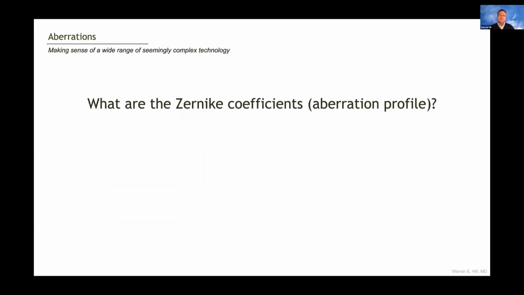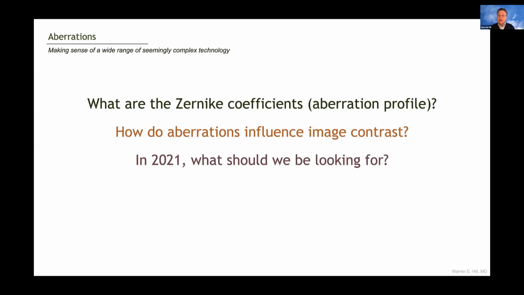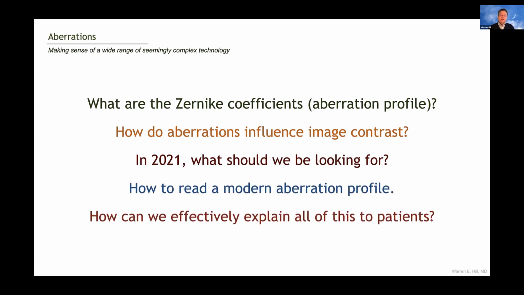So what are we going to do? We're going to talk about what the Zernike coefficients are, and we view this as an aberration profile. How do aberrations affect image contrast? And what should we be looking for? How do we read an aberration profile? And how can we effectively explain this to our patients? And believe me, patients are very sophisticated. They'll understand this. As it's said, there are no bad students, only bad teachers.